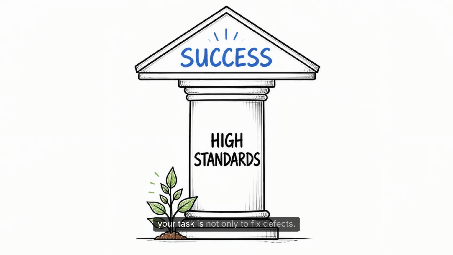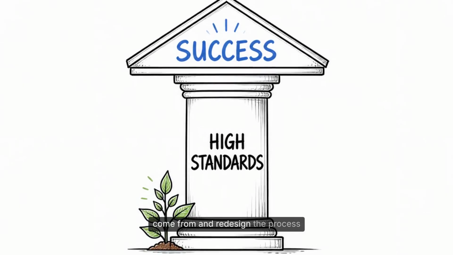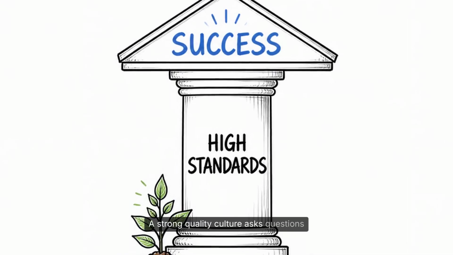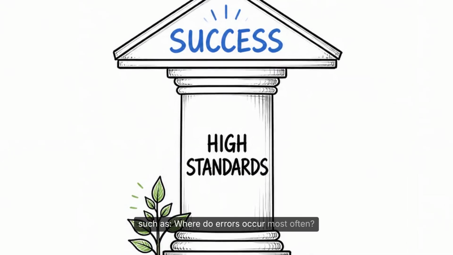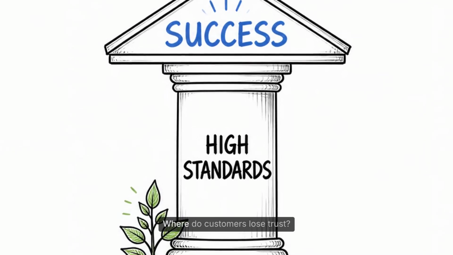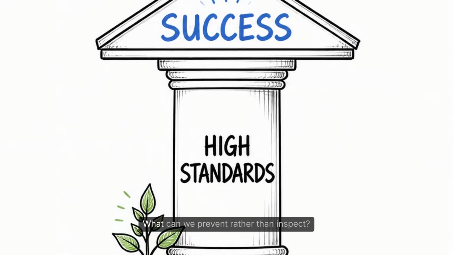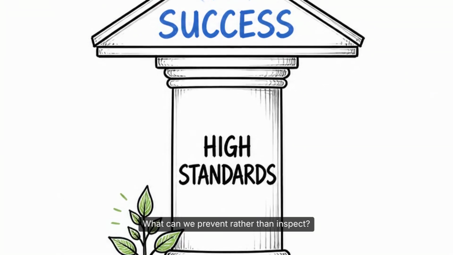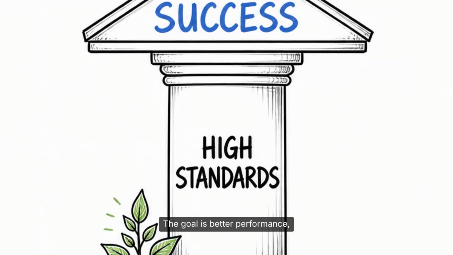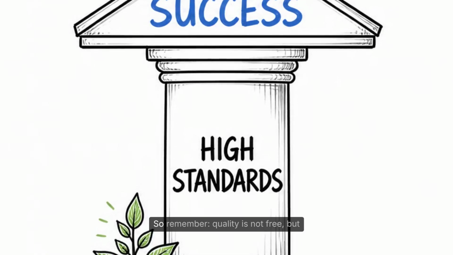As process improvement managers, your task is not only to fix defects, your task is to understand where defects come from and redesign the process so that defects become less likely. A strong quality culture asks questions such as, where do errors occur most often? What causes rework? What complaints are repeated? Where do customers lose trust? Where are employees forced to correct preventable mistakes? What can we prevent rather than inspect? The ultimate goal is not just lower cost. The goal is better performance, greater customer value, stronger trust, and more ethical operations.